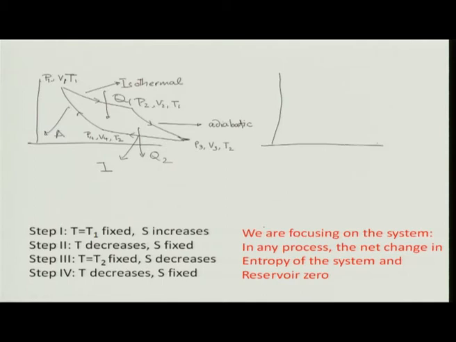So, this is your T, this is your S. I am plotting temperature as a function of entropy or the other way around. So, the first process was isothermal. So, let us fix two temperatures, let these be T1, these be T2. The first process was isothermal, in which entropy changes. In this case, the system is absorbing heat, Q1 amount of heat, so entropy will increase.